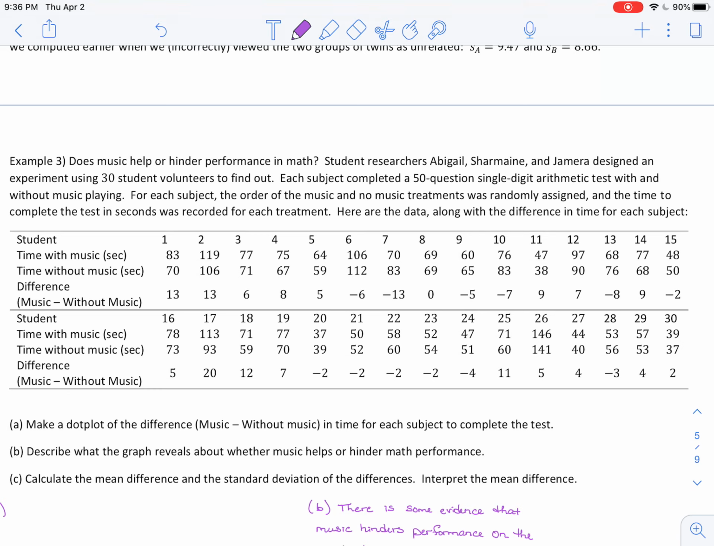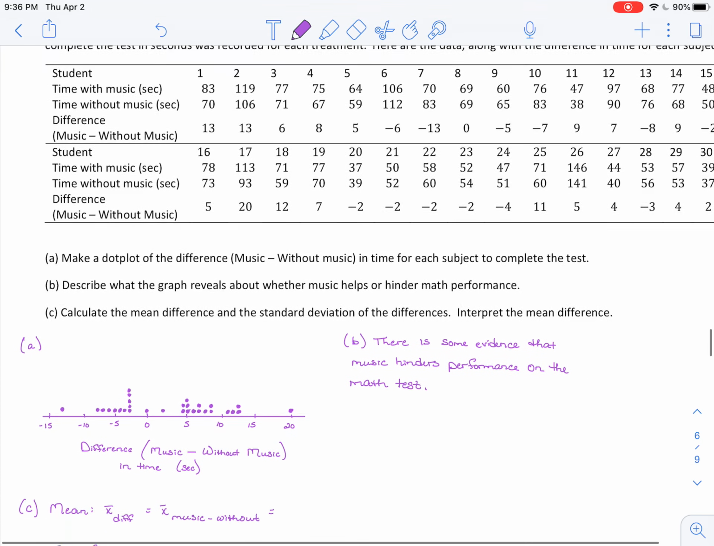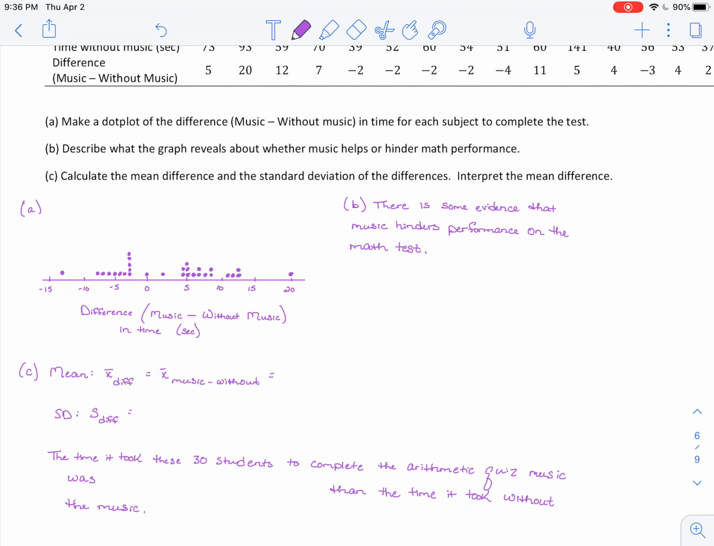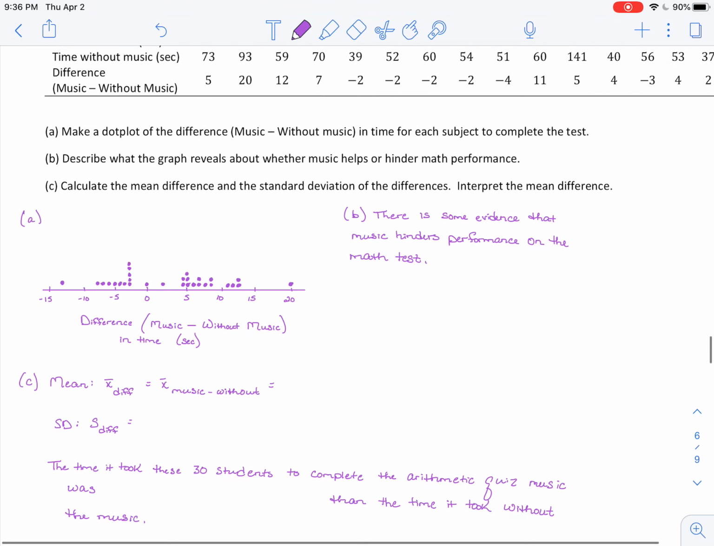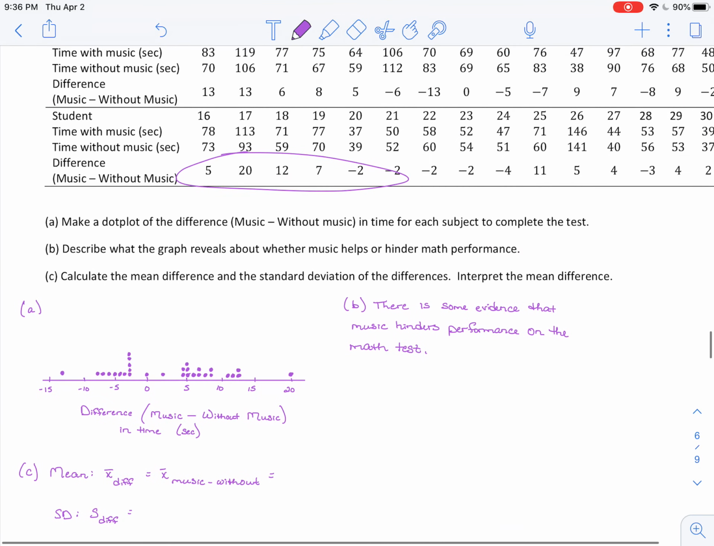They completed a 50-question arithmetic test with and without music playing, and the order was randomly assigned. The time to complete the test was recorded for each treatment, and here are the data along with the differences already calculated. So, making a dot plot of the differences. Again, you didn't need to watch me do that, but theoretically you are capable of putting these numbers in a dot plot. So that's just what I did.